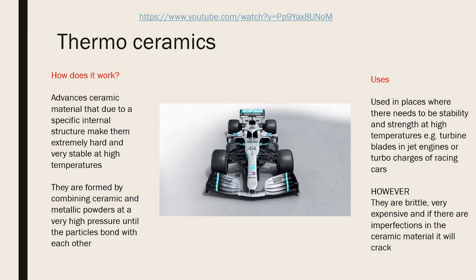Thermoceramics, so these are advanced ceramic materials that can withstand a huge amount of temperature and stay completely stable. If you've got your composite, formed with metallic powders at a very high pressure, you can put it into an oven and it will get to huge temperatures, and you will be able to touch it because it disperses the heat very, very easily.